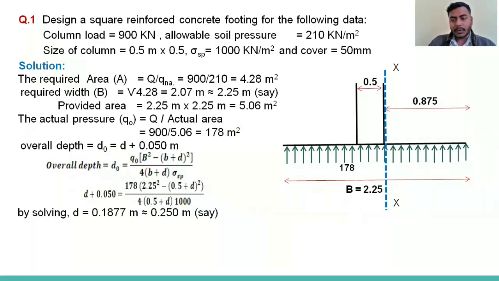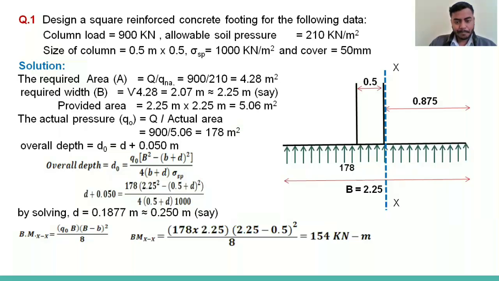So now we have to calculate the bending moment at the critical section, and that critical section is at the face of the column, on the x-axis. We have directly derived the formula: Q naught into (B minus b) whole square divided by 8. We have all these values. By putting all these values, we can get the bending moment on the x-axis, that is 154 kilonewton meter. Okay, you also try to solve. If you are getting a different value, just leave some comments in the comment section.